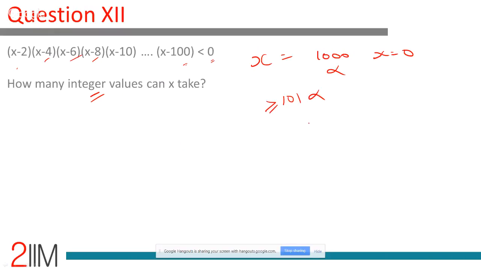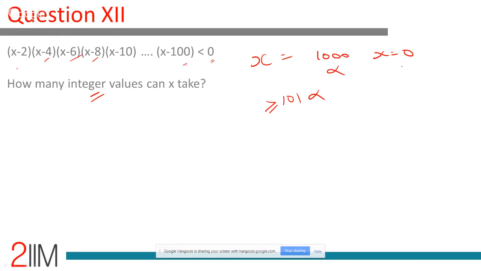Immediately, straight away, we know that from 101 upwards, nothing will work. If you put x equal to 101 or higher, every single term is positive. N terms, all of them are positive. How are you going to multiply to get a negative term? Nothing works. Good. So we eliminated one giant part of the number line. So brilliant.